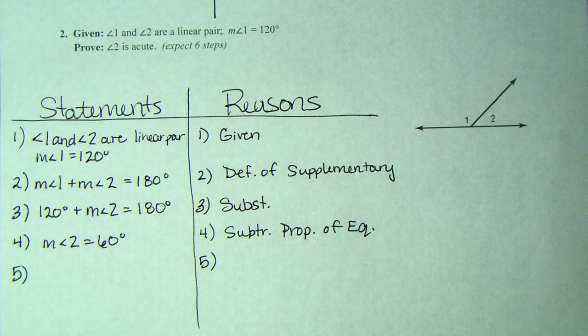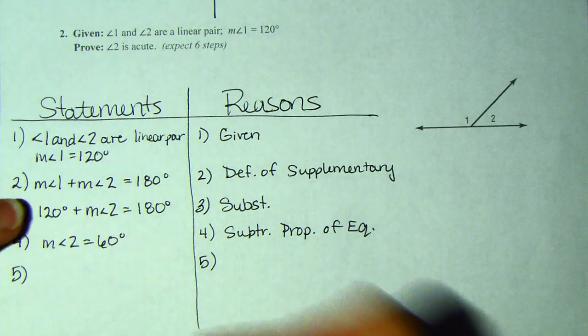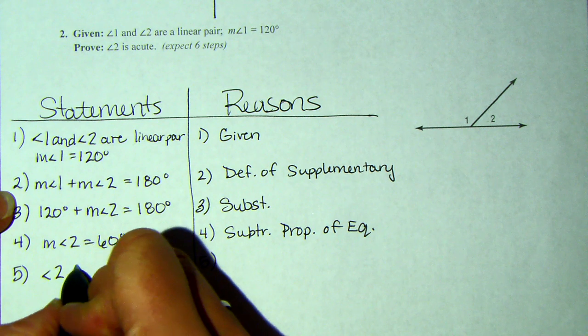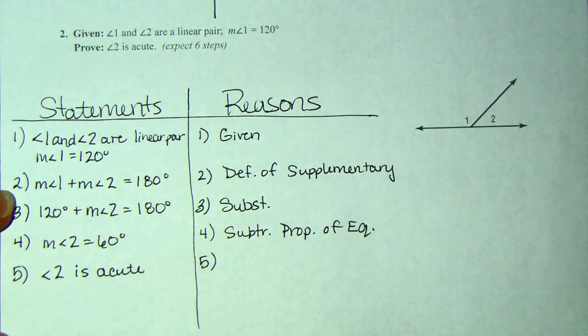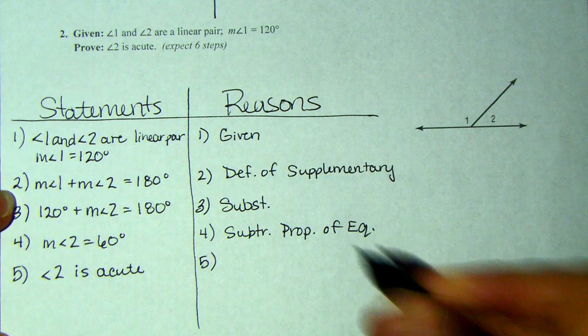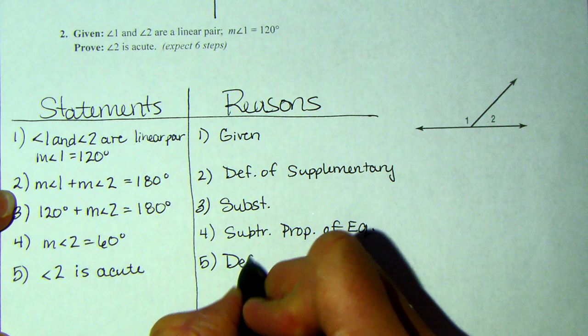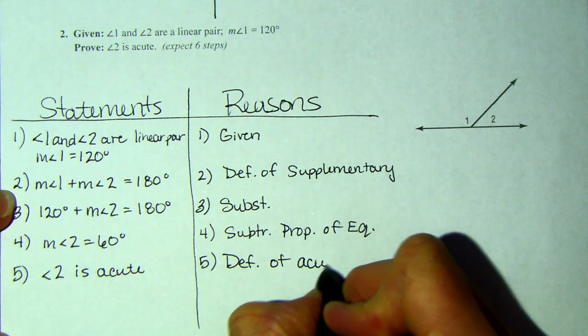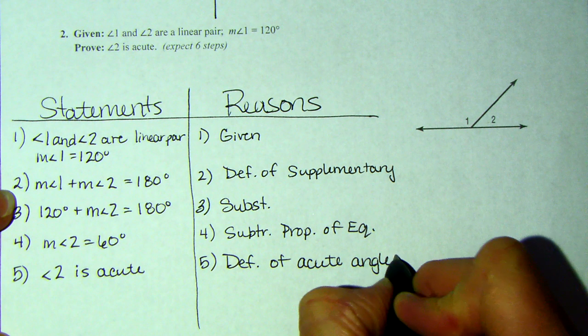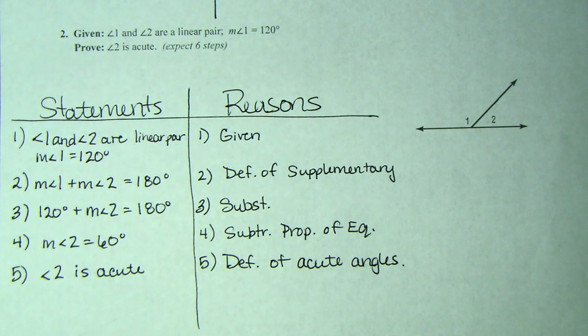How do we know that angle 2 is acute? Because it's less than 90. So I'm going to say angle 2 is acute. And my reason is that is the definition of acute angle. What it means to be an acute angle is that it's less than 90 degrees. 60 is less than 90 degrees, so I can say it's an acute angle. Definition of acute angle.